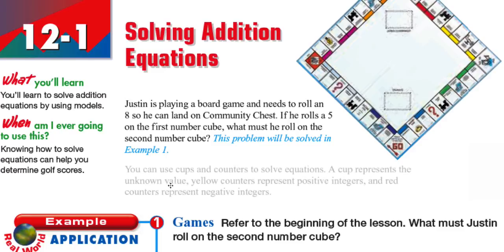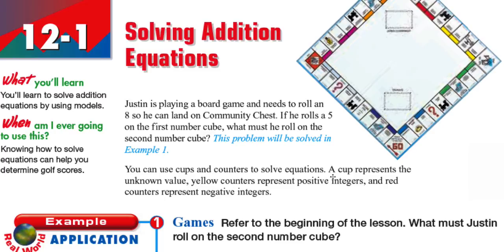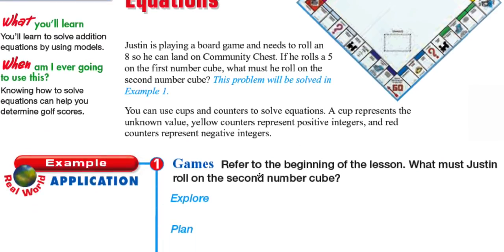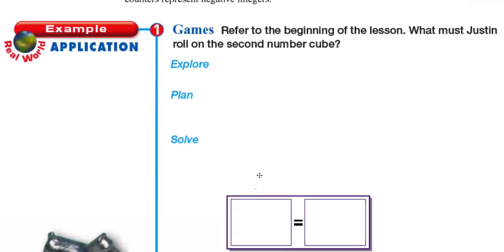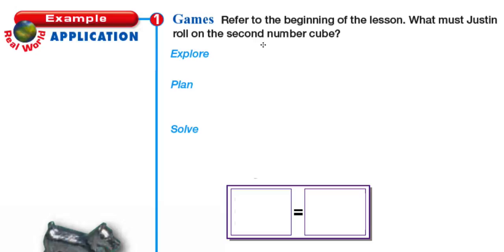Okay, so you can use cups and counters to solve equations. A cup represents the unknown value, so that will be our variable. You'll find out later on. Yellow counters represent positive integers, and red counters represent negative integers. So let's see how we can use cups and counters to solve this equation, and I'm going to tell you the property that's associated with this lesson. So let's go back. Refer to the beginning of the lesson.